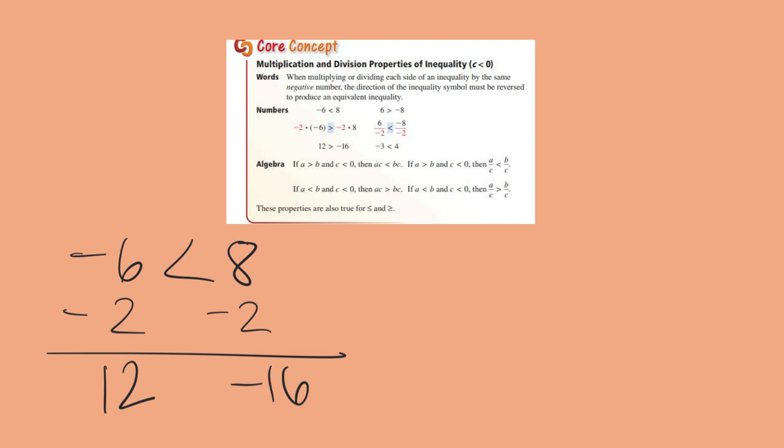So now it becomes greater than. And it kind of makes sense, right? If I leave it where it's less than, that means that 12 is less than negative 16. So why are we inversing it? Because when you're multiplying or dividing by a negative number on both sides, we reverse our inequality sign.